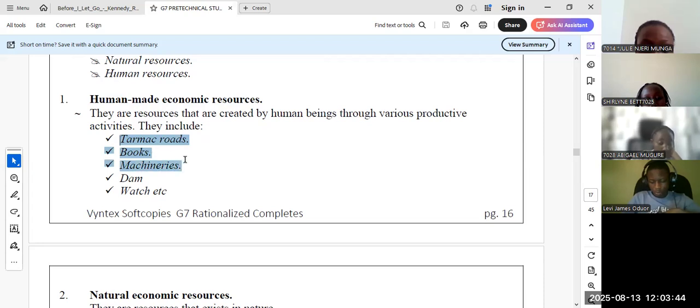We have machineries. Let's take, for example, we are in an online class right now, and nobody is able to see one another physically. We are connecting remotely in a virtual room. This virtual room has been made possible through the use of various machineries and gadgets, including headphones, computers, laptops, data and earphones. All these are machinery made by human beings, and therefore they fall under the category of human-made economic resources. We have dam as a human-made economic resource.